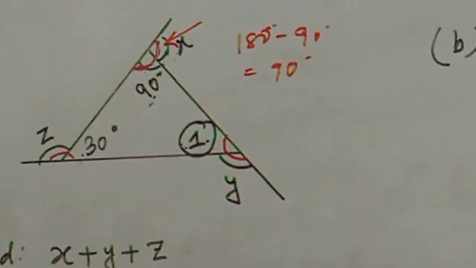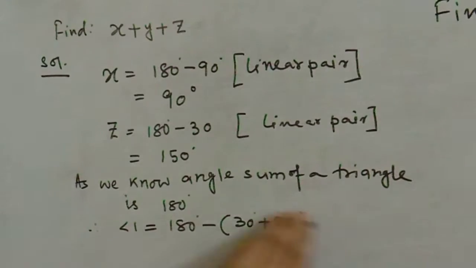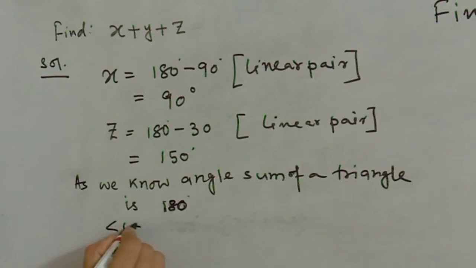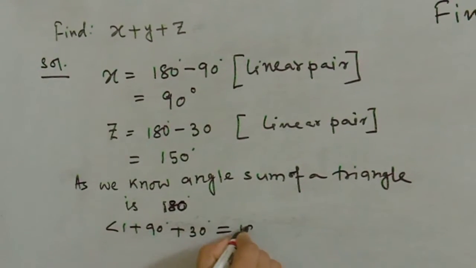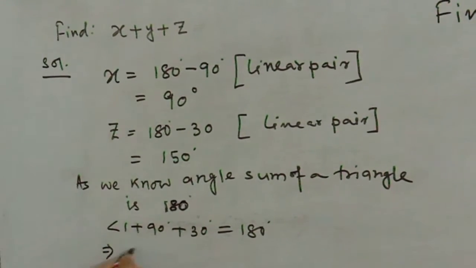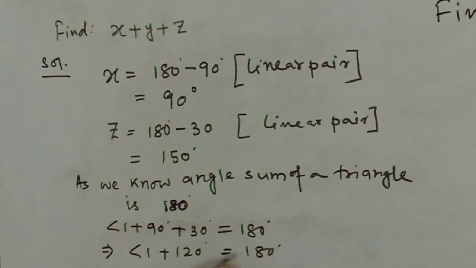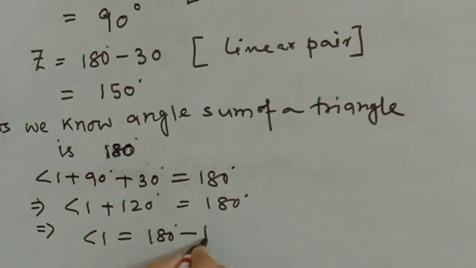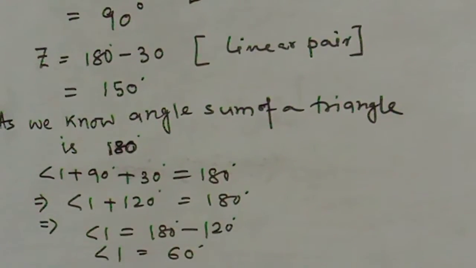So you can write angle 1 is equal to 180 minus (30 plus 90), or you can write in the easiest way, angle 1 plus 90 degree plus 30 degree is equal to 180 degree. Similarly angle 1 plus 120 degree is equal to 180 degree. So angle 1 is equal to 180 degree minus 120 degree is equal to 60 degree.